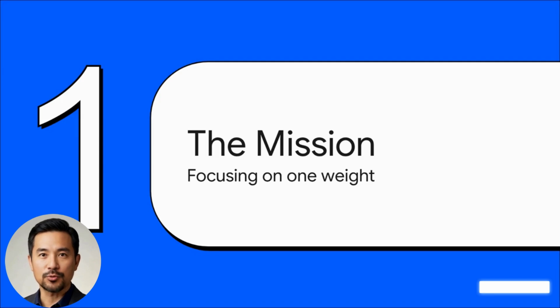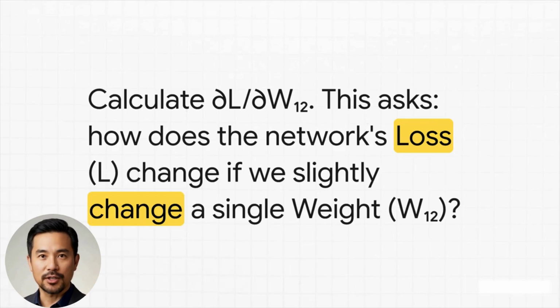Okay, trying to look at the whole network at once, that's a recipe for a headache. So we're not going to do that. Instead, let's zoom way in, put our magnifying glass on just one single connection, one weight, and see how the magic happens there. This is our target. Now I know, that notation looks a little scary, but all it's really asking is a super simple question. If I just barely nudge this one little weight, how much does it mess with the network's total error? That's it. That's the number we're after.